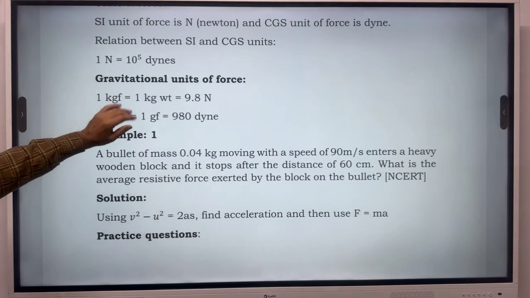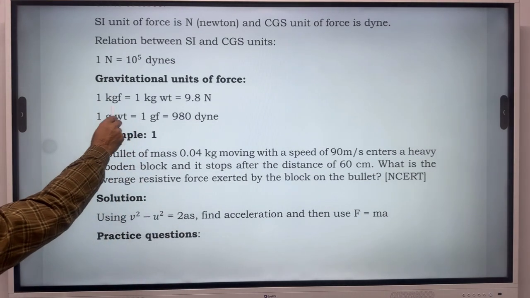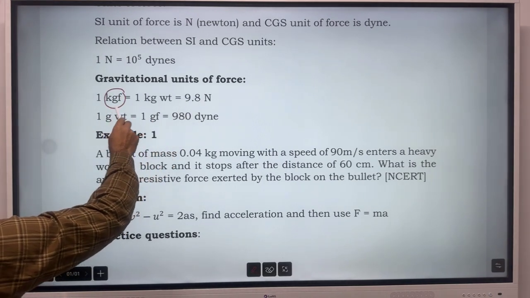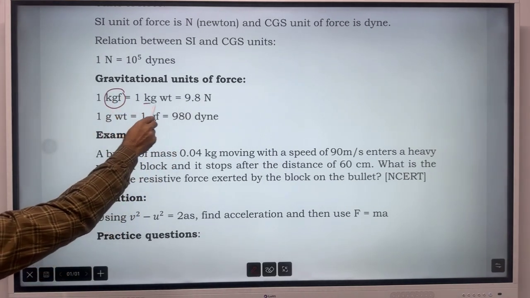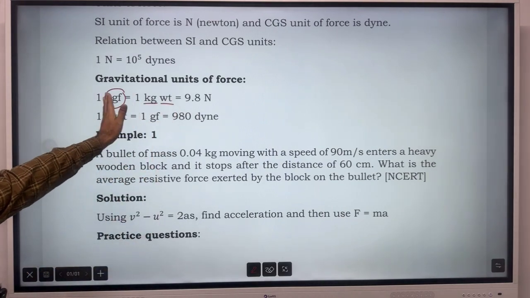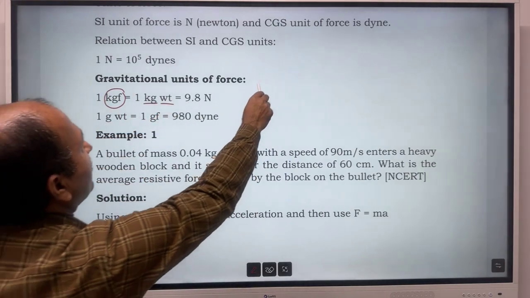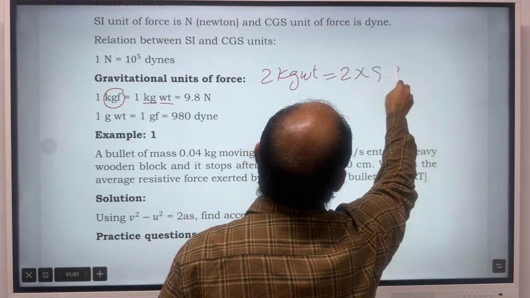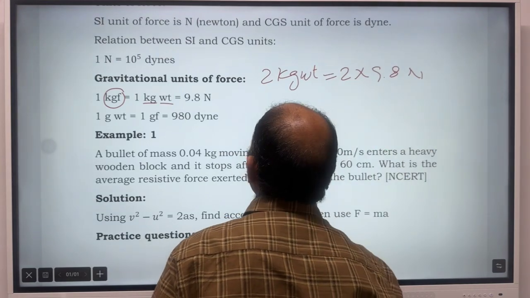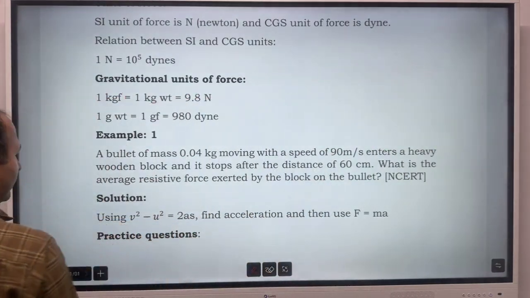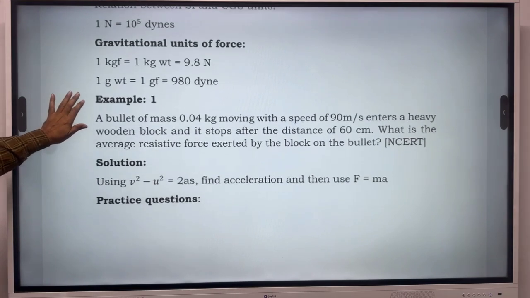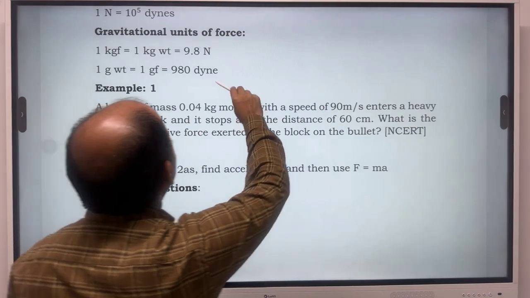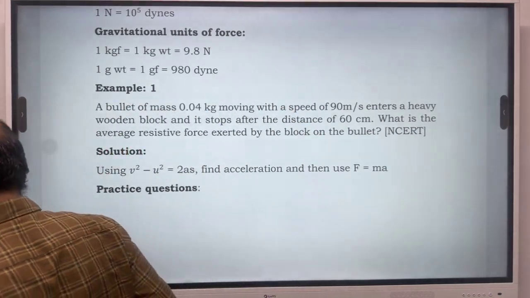Now, gravitational units are also there. 1 kgf, kilogram force, is the same as 9.8 Newton. This can also be written as 1 kg weight, and kg weight or kgf can be replaced by 9.8 Newton. Suppose 2 kg weight is given. It means you are going to write it as 2 into 9.8 Newton, or 2 kgf is written, same thing. Now, gram weight, a CGS unit, gram force, is 980 dyne. If you remember, the value of g in CGS is 980.